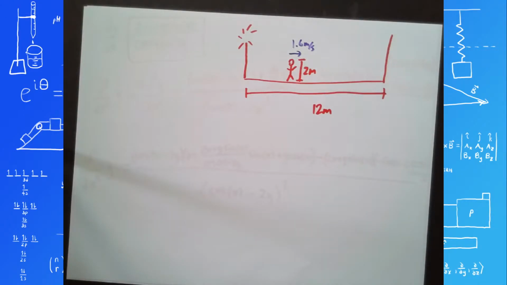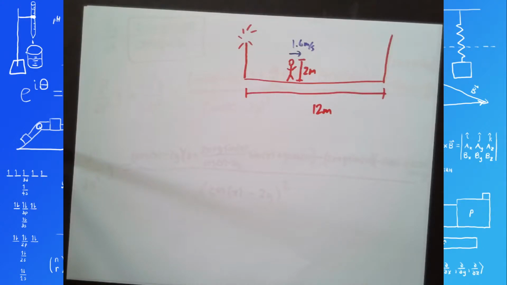How fast is the length of his shadow on the building decreasing when he is 4 meters from the building?